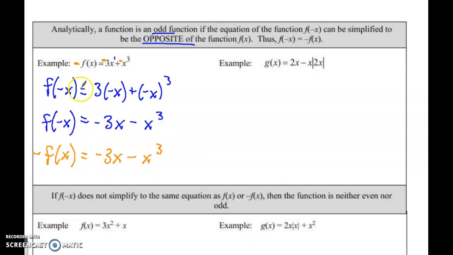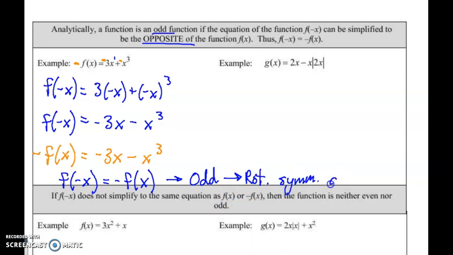And what do you notice between f of negative x and negative f of x? Those are equal. You may get a slightly different explanation from a different teacher, but if this is true, then it is an odd function. And what does that mean? It is rotational symmetry around the origin.